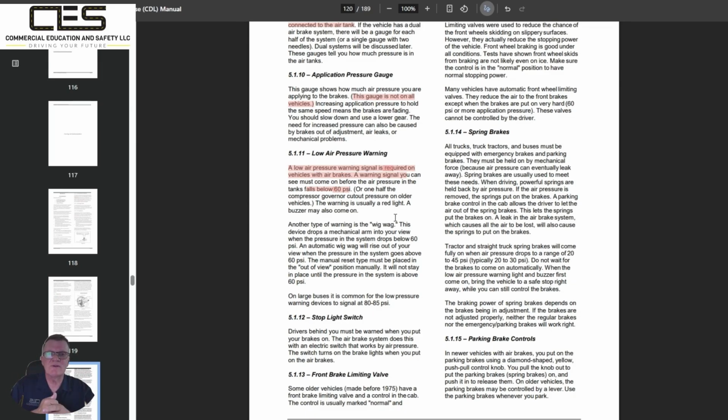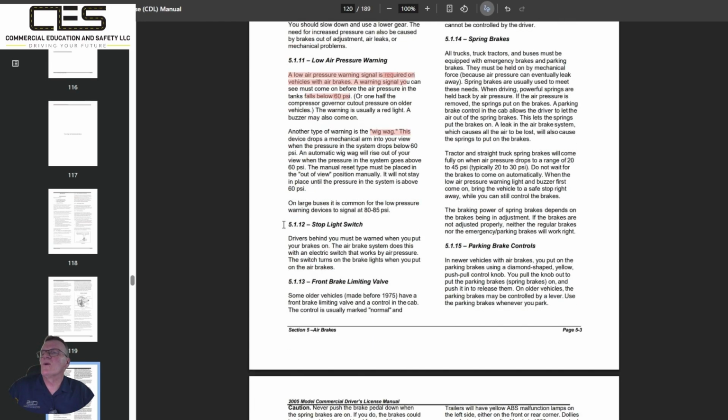What I'm talking about, these numbers you're going to have to memorize. These will be questions on your test, so memorize these numbers. Low air warning comes on at 60 psi. And you can read down here what I just explained about the wig-wag. That's a mechanical device. You can read it yourself. I don't have to read it to you. You can read just like I can.